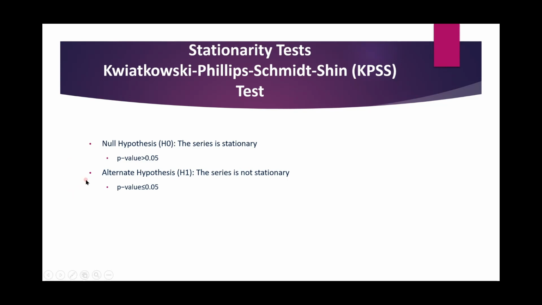You can see the null hypothesis: if the p-value is greater than 0.05, that is your threshold, then the series is stationary. That means you are failing to reject the null hypothesis. And if it is less than or equal to 0.05, then the series is not stationary. That means you are rejecting the null hypothesis.